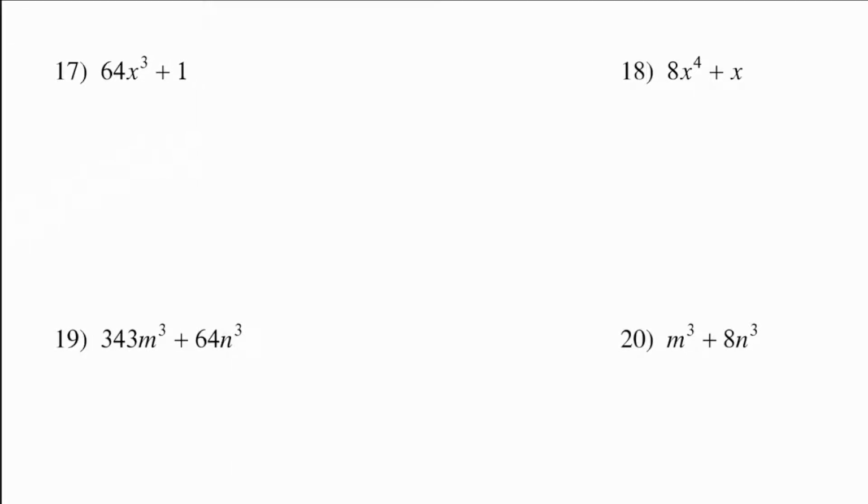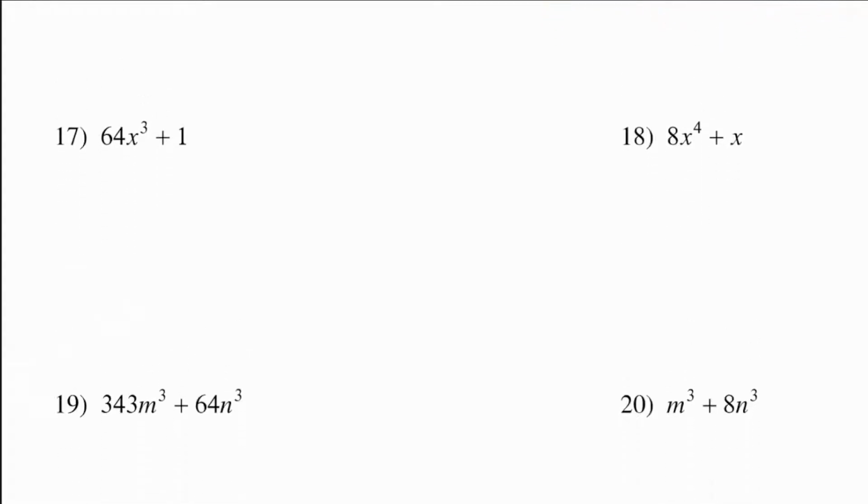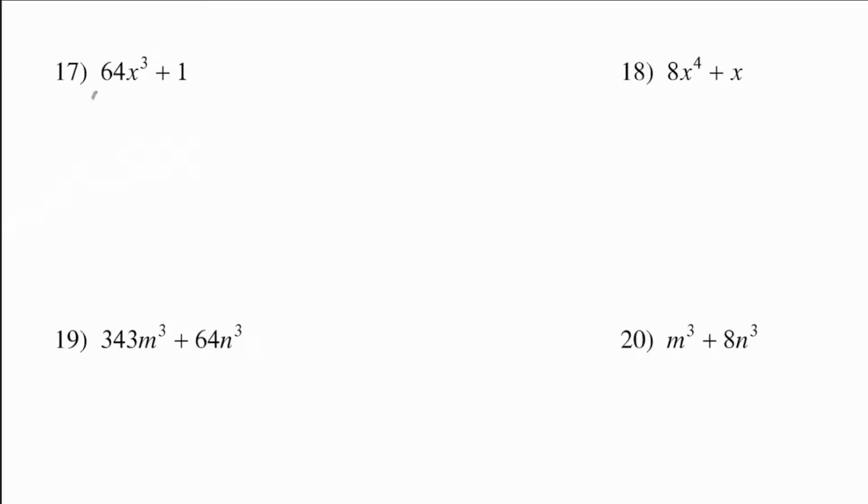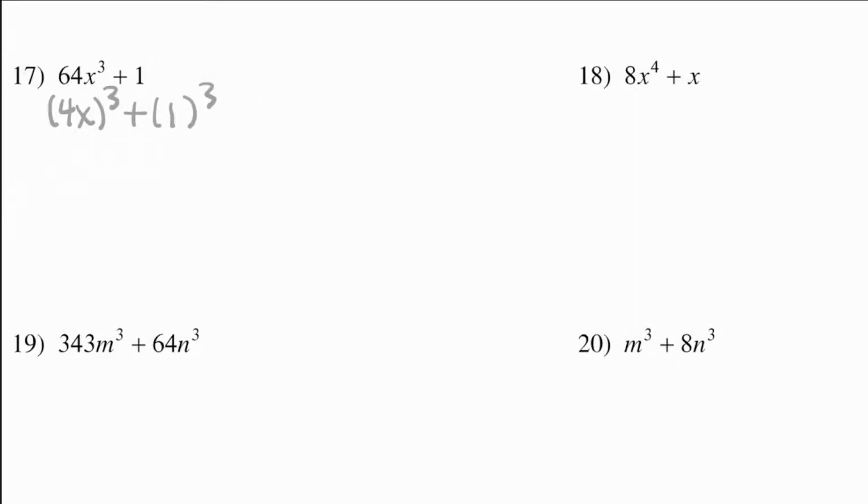64x to the 3 plus 1. Okay, so this one is going to be, I took 4x and cubed it plus 1 and cubed that. So sum of 2 cubes, I'll have 4x and 1. If I square 4x, I'll get 16x squared. 4x times 1 is 4x, and 1 squared is 1. Okay, I'll have the same sign here, opposite sign there, always positive there.